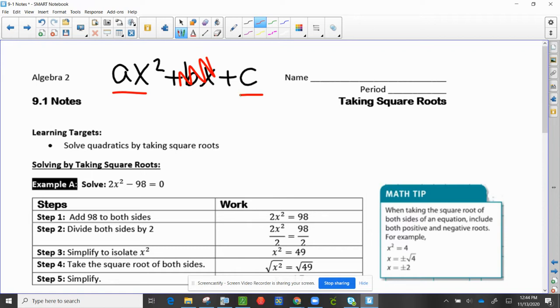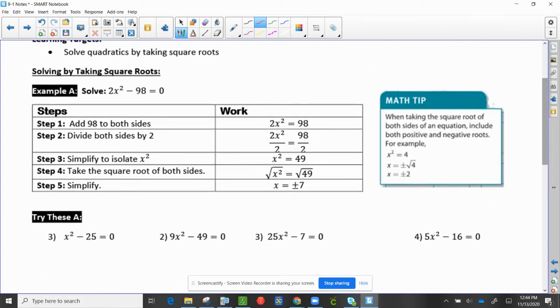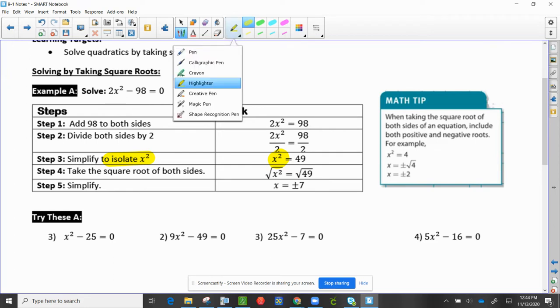Okay. So the steps are listed here. We want to get the x squared thing by itself first. So our step one is always isolate or get the x squared by itself. So in this problem, they added the 98 over and then divided the 2 out to get x squared by itself. Once x squared is by itself, to get x alone, we would just square root both sides.